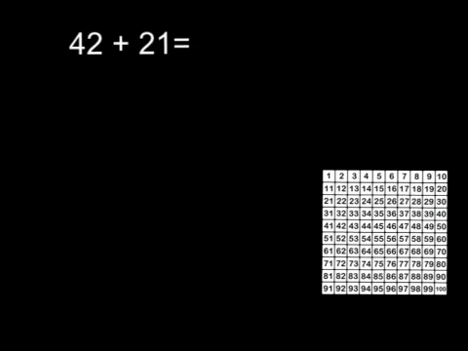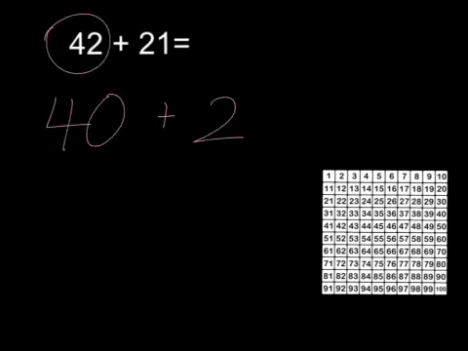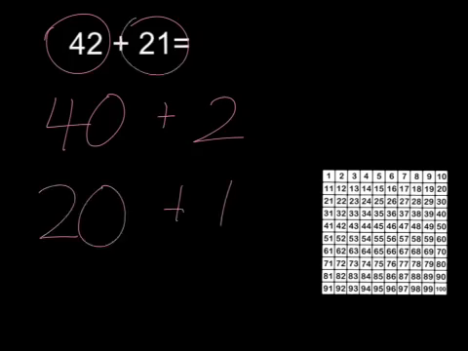Okay, this time I've got the numbers 42 plus 21. First step, I'm going to partition them. So let's partition 42. That's 40 and 2. Partition 21, that's 20 and 1. Okay, now let's look at our tens first. 40 plus 20. Okay, go over to the number board. There's 40. Count on 20. So that would be 50, 60.